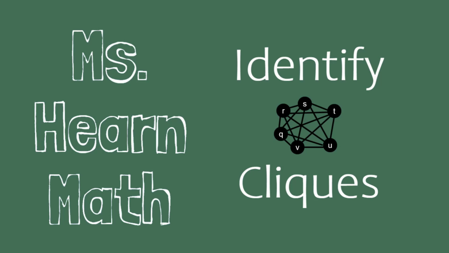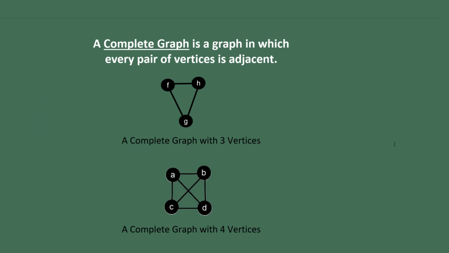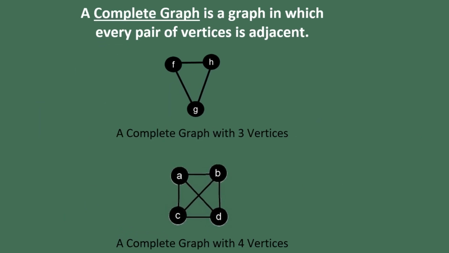In this video, we're going to learn about cliques in graph theory. In order to understand cliques, we need to remember a few definitions. For example, we need to remember what a complete graph is. A complete graph is a graph in which every pair of vertices is adjacent. In other words, each pair of vertices is connected with an edge.